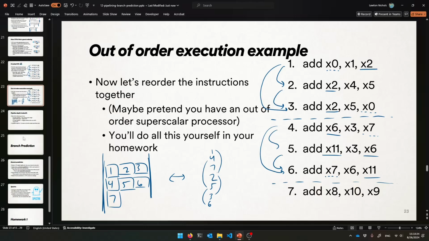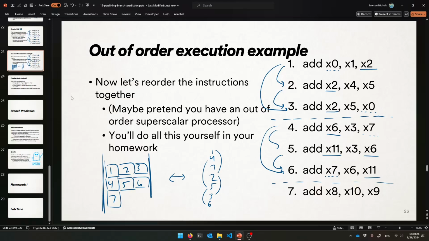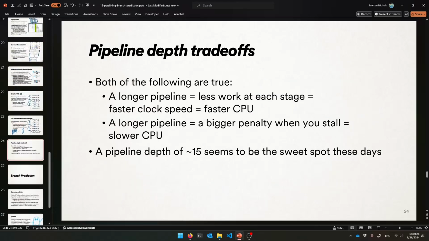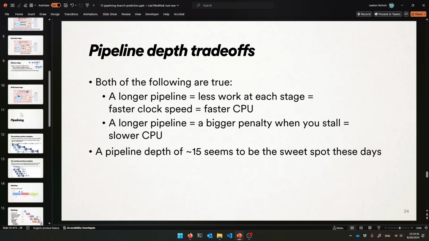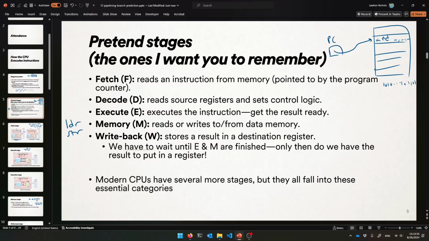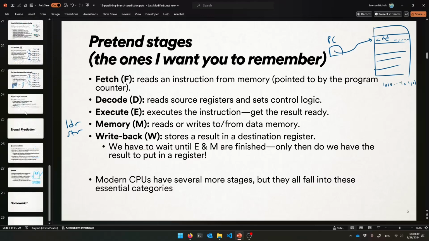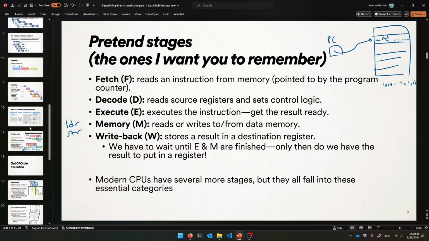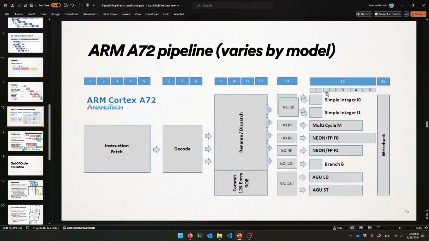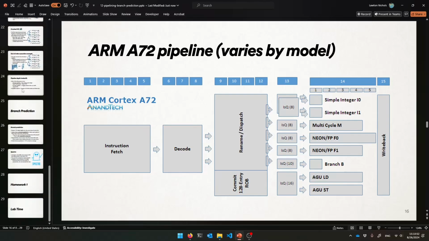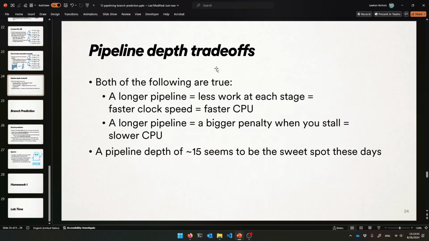Okay. So with that, let's talk about trade-offs, because I told you our pipeline, the book pipeline, is 5 long, right? It's got 5 things to do. Modern day CPUs have a longer pipeline, maybe 15 to 20-ish clock cycles, 15 to 20-ish things to do in the pipeline. And there are trade-offs to each different one.